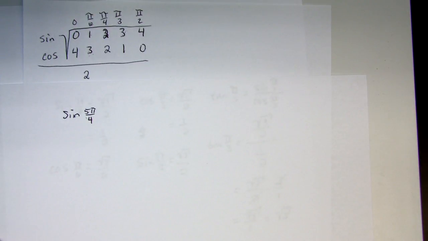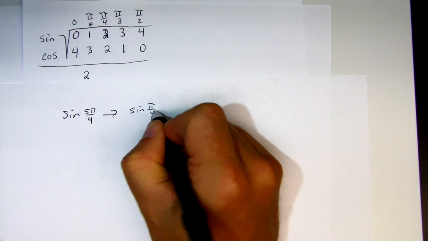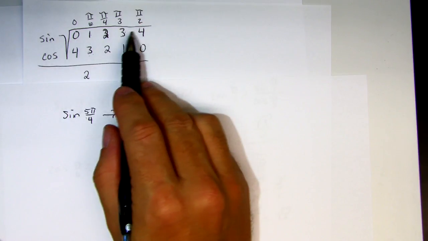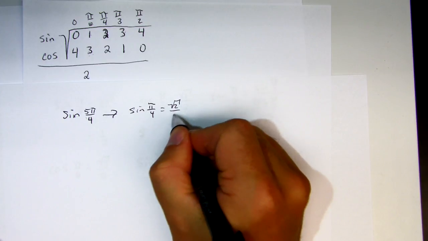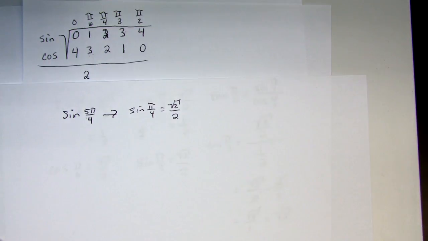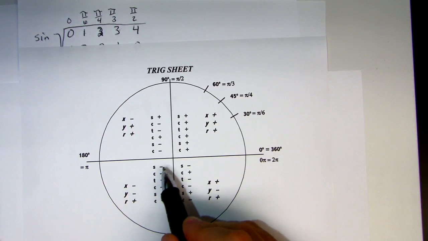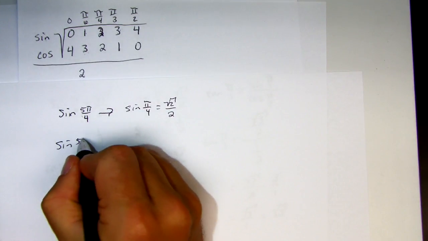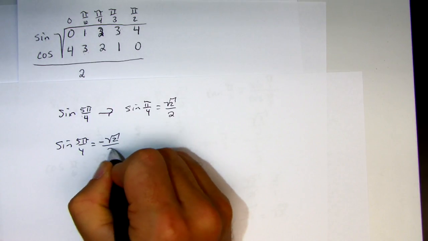So let's find sine of pi over 4. This is our first step, to find sine of pi over 4. That is radical 2 over 2. Okay. Then I look here, and I find out, is sine positive or negative? Well, in quadrant 3, sine is negative. So sine of 5 pi over 4 is equal to negative radical 2 over 2.